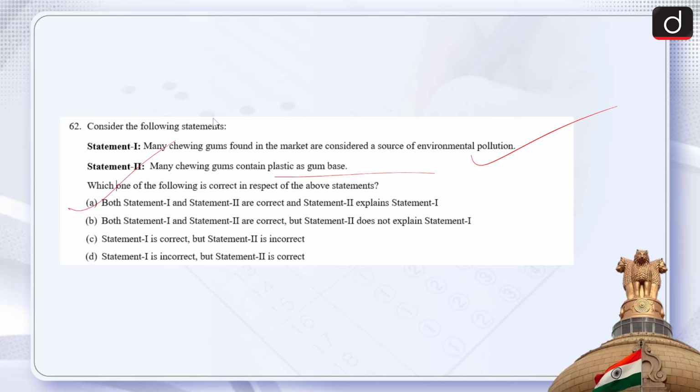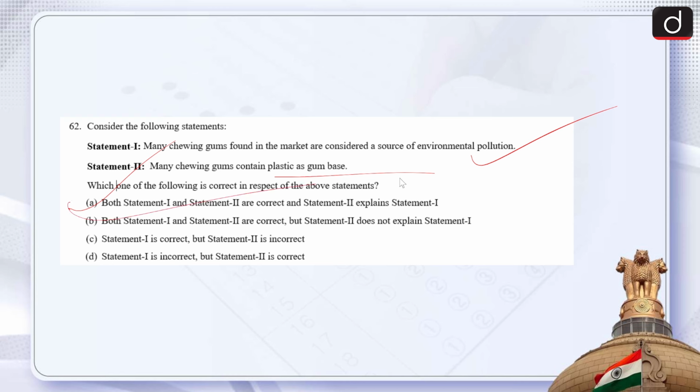So coming to the explanation part, many chewing gums found in the market are non-biodegradable. Gum is considered a source of environmental pollution due to its stickiness and non-biodegradable nature. So that's why statement 1 is the correct one. Many chewing gums contain plastics in their gum base, which is usually polyvinyl acetate. Each year chewing gum generates more than 100,000 tons of plastic garbage. Accordingly, chewing gum residues can be considered a dangerous environmental pollutant. So that's why statement 2 is also correct. So the option is A.